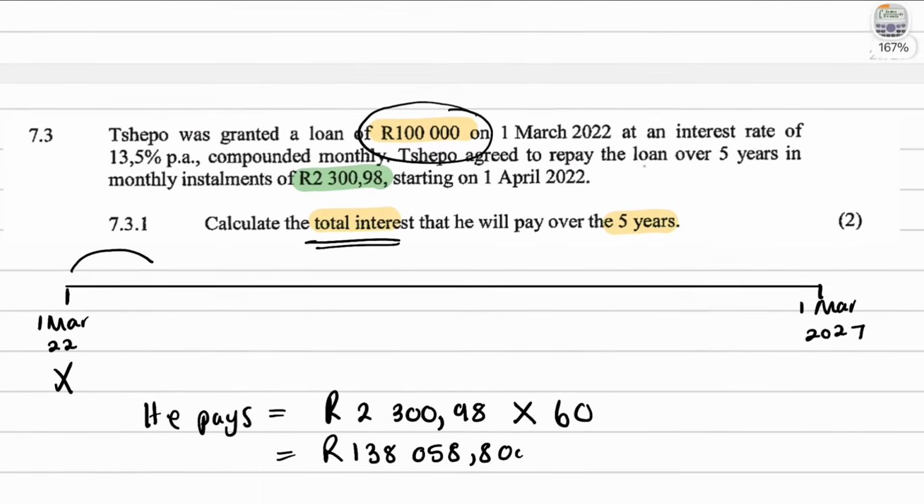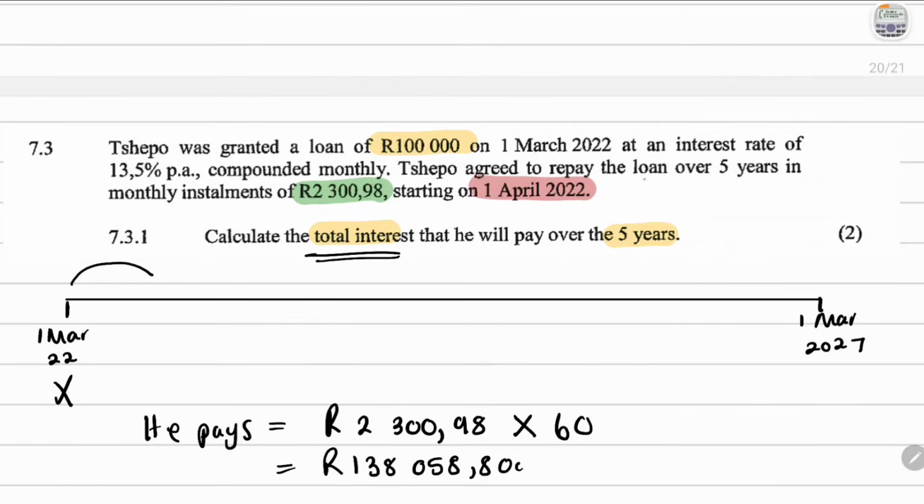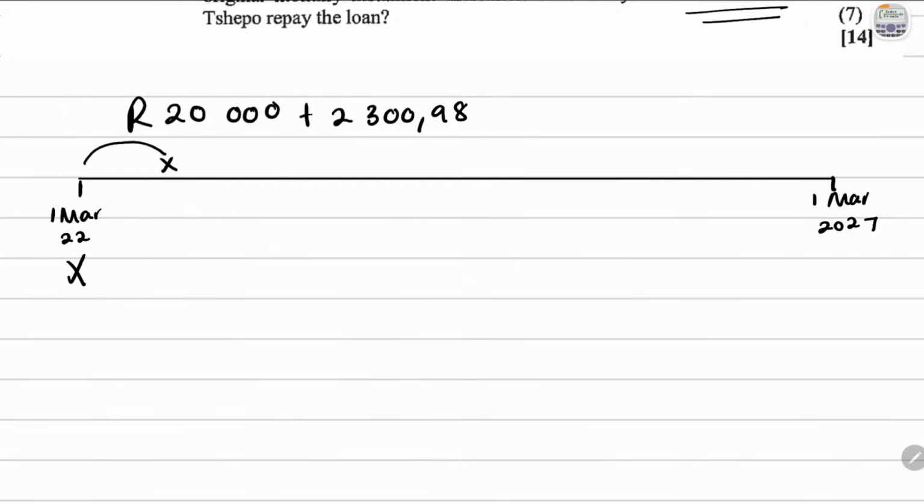They started by saying that Tsepo was granted a loan of 100,000 on the 1st of March, at an interest rate of that, compounded monthly. Tsepo agreed to repay the loan over 5 years in monthly installments of this, starting on the 1st of April 2022. Okay, so we see 1st of April 2022, which is true. It's a month later, because we're going to have March and then April, May. So 1st of April, that's when he starts paying like everybody else.